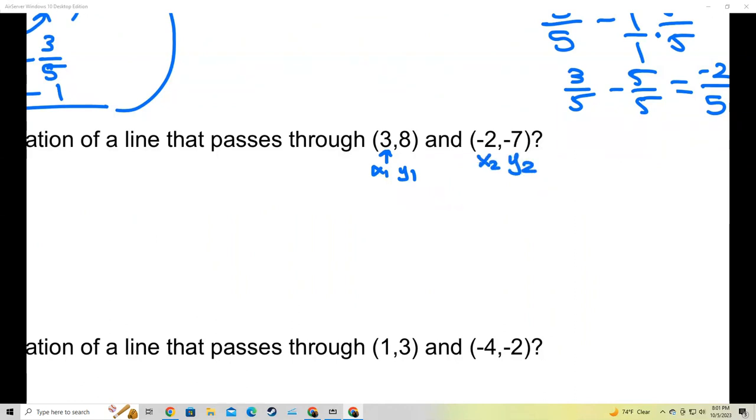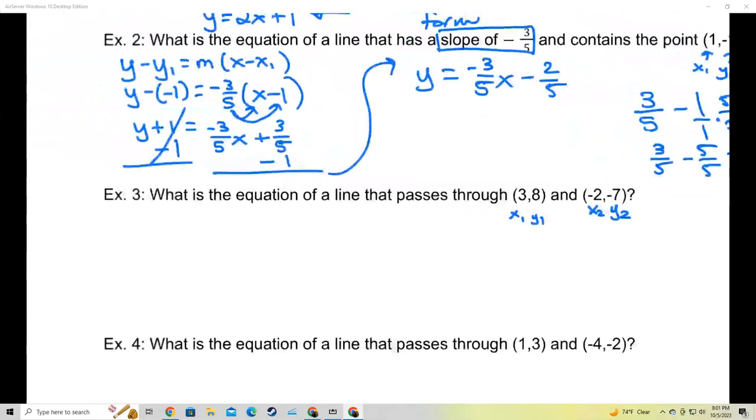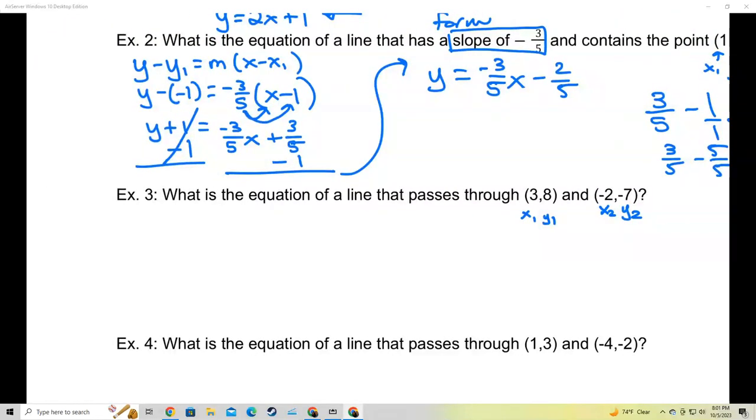What can we find if we have x1, y1, and x2, y2? I can find the slope, right? There's a formula that uses all those things. So that's exactly what we're going to do first. I'm going to use my slope. m equals y2 minus y1 over x2 minus x1. That's from the notes previous to this one.